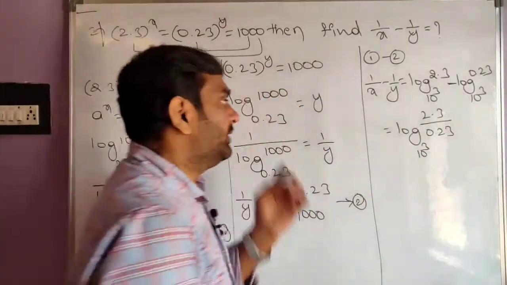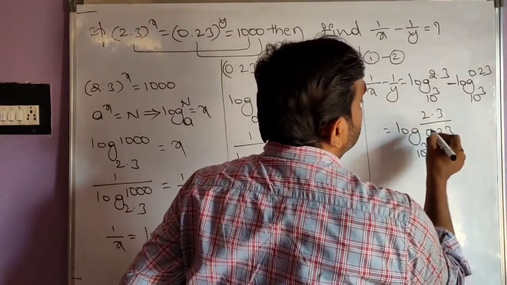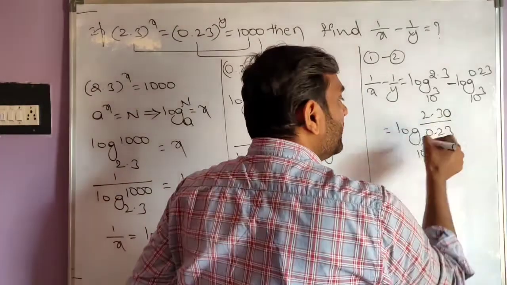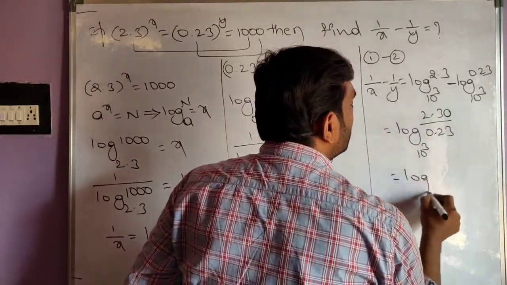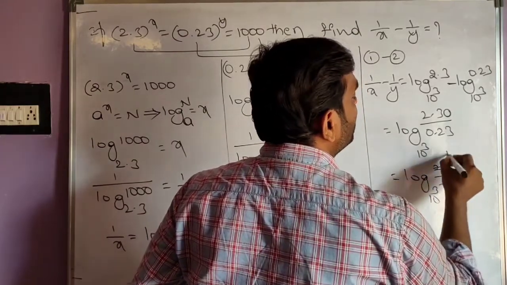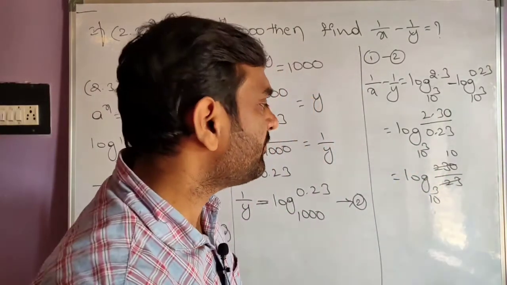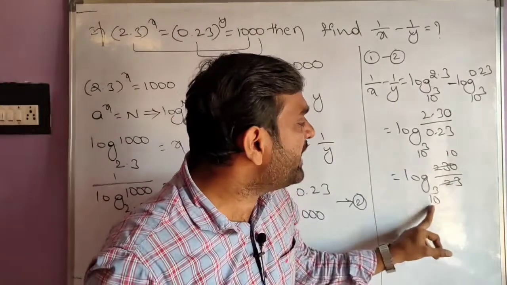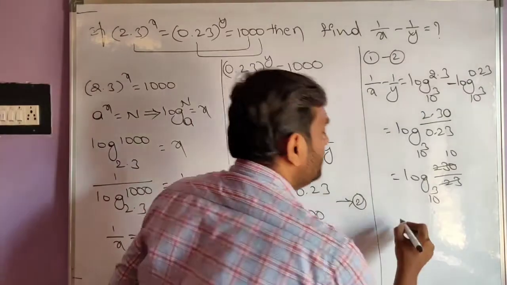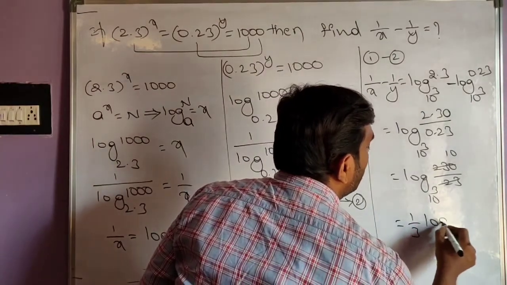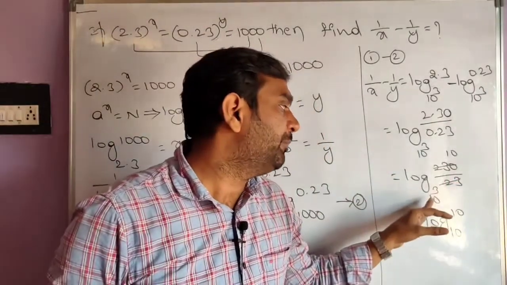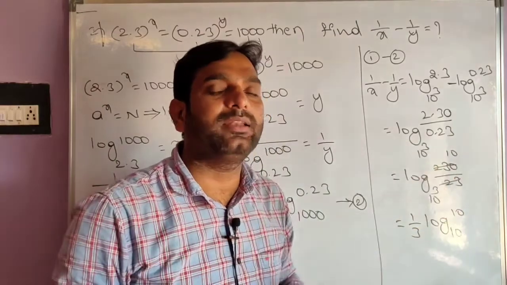To get the decimal points to cancel, here the point is after 2 digits and here after 1 digit, so put 0 here. Then the point cancels. Log 230 by 23 base 10 cube. 230 by 23 is 10. So we have log 10 base 10 cube. Here the power goes to the base, so it can be 1 by 3 log 10 base 10. Why? Because log a base b to the power of n equals 1 by n log a base b.